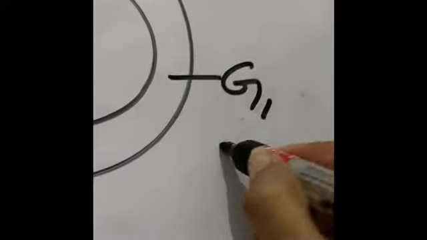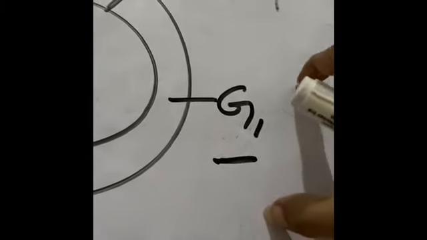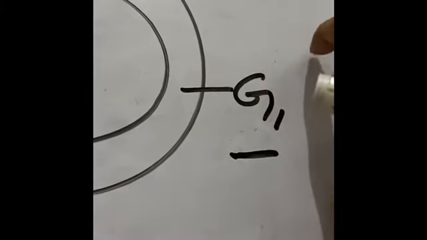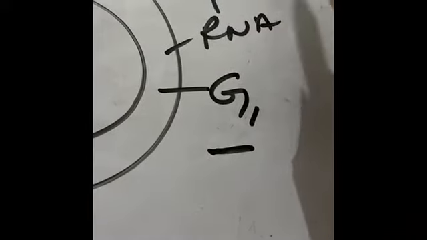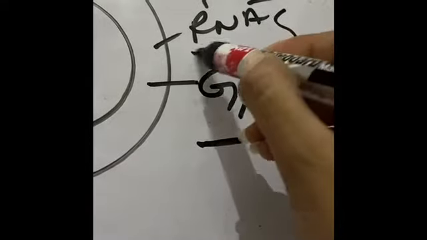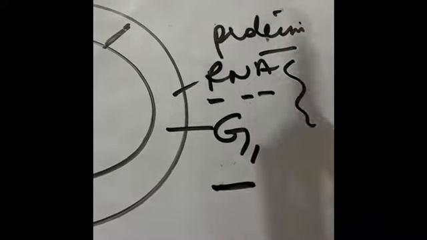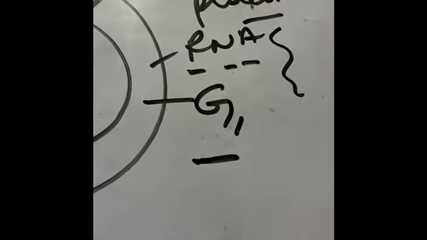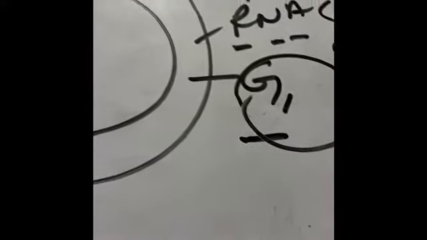In the growth 1 phase, part of the interphase that we are talking about, RNA and proteins will be synthesized. RNA is always single stranded, its full form is ribonucleic acid, while DNA is double stranded and its full form is deoxyribonucleic acid, right? So some of the proteins and RNA which are further needed during the division are formed in the growth 1 phase.